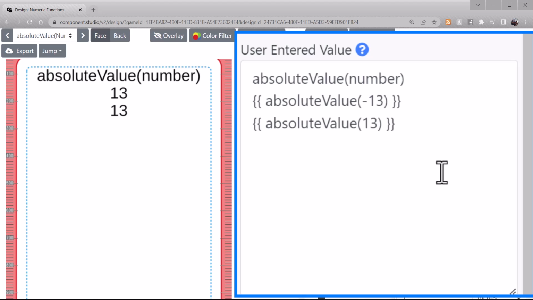The function absolute value removes the negative symbol from any number if it's present. If you input negative 13, it returns 13. If you input a positive number, the number remains as it is.